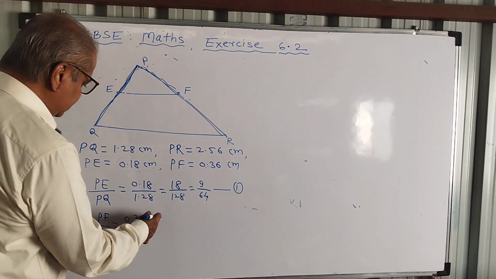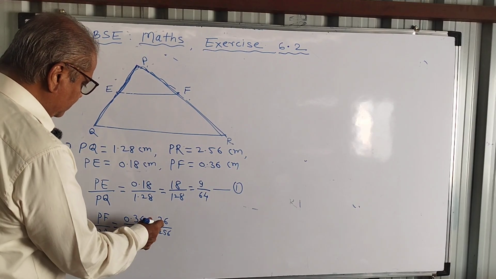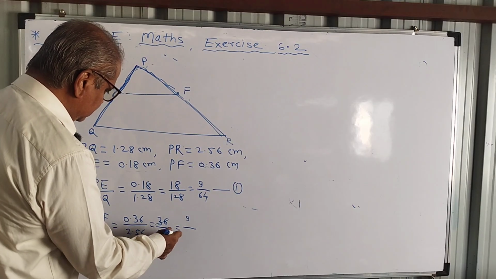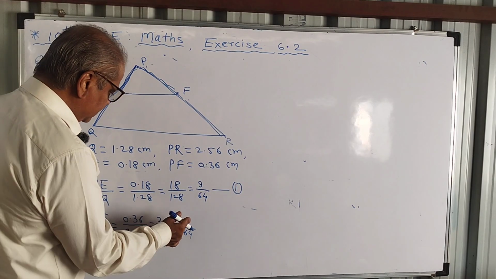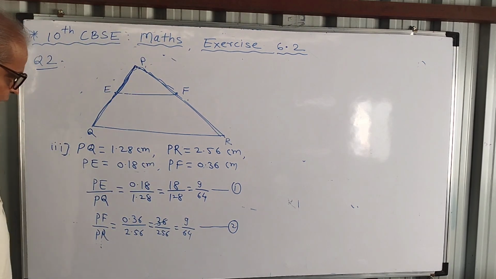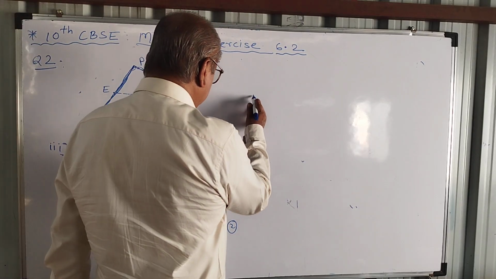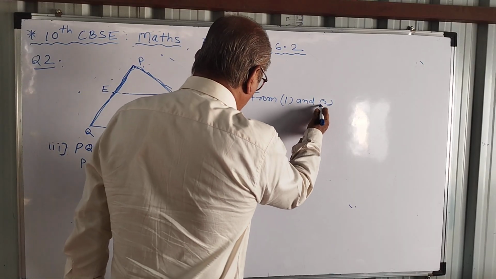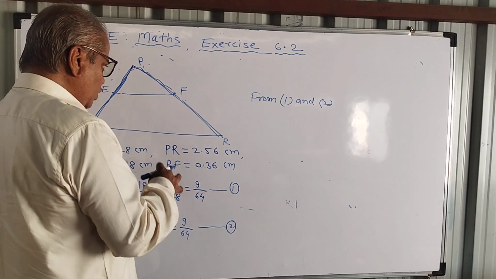Remove the decimals, 36 upon 256. So I can reduce by 4. 4 nines are 36, 4 sixes are 24, 4 sixteens are 64. 9 upon 64. You cannot reduce further. Statement number 2. Now look at statement number 2 and 1. The ratios are same. So I can write from statement number 1 and 2, PE upon PQ, short distance upon full length, is equal to short upon full.